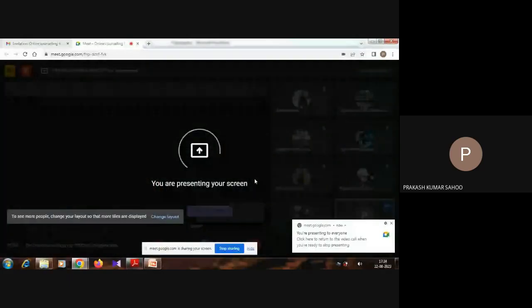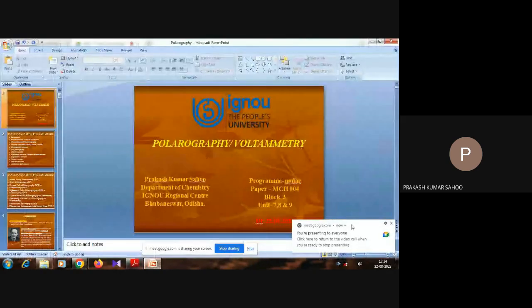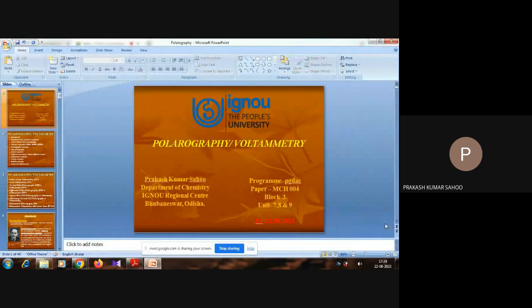So I'm sharing my screen with you now. I think this is visible to you all, polarography and voltammetry. Is there any problem or is it visible clearly, students? Anyone please reply. Is it visible? Yes, sir. It is properly visible. Okay, thank you.